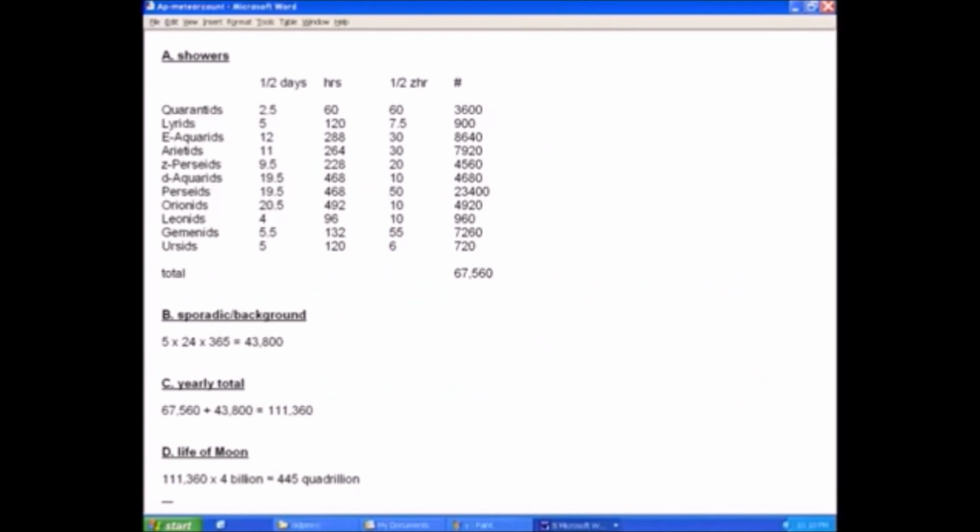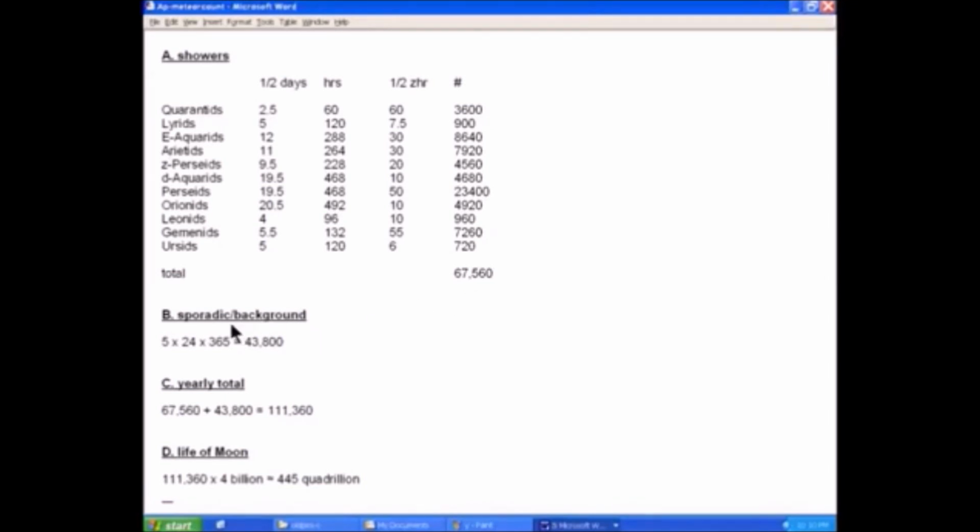Okay, so here we go with this calculation. As I said, we're going to use that table that we just saw, and we're going to take half the days and half of the ZHR, and we just multiply, simple arithmetic, and we get this total for the year. About 67,000 meteorites from the meteor showers.